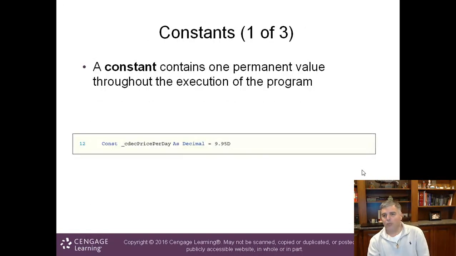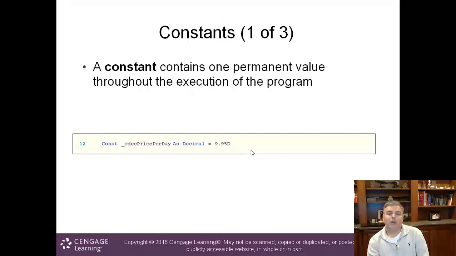A constant contains a permanent value throughout the execution of a program. So when we declare something as a constant, instead of a dim statement, we have const here, and then we have to set the value at declaration. So we use a C in front of it to say it's a constant, then our decimal naming convention, price per day as decimal, and then we set it equal to 9.95 decimal. So what it means as a constant is this value can never change. Once we've set it, we can't change that value. If you try to, you'll get an error.